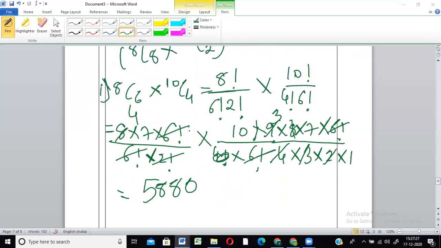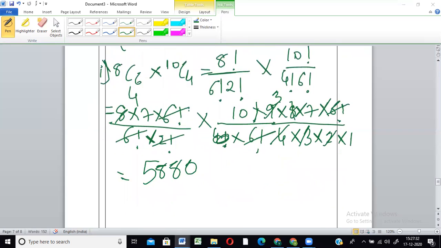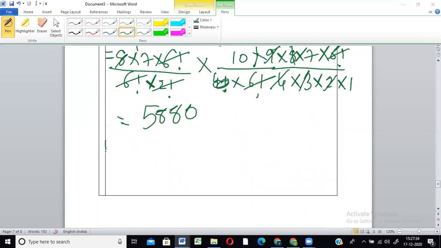Likewise, we're going to do it for the other brackets as well. Let me quickly write the answers. 8C7 into 10C3 and 8C8 into 10C2. The next one was 7 men and 3 women.